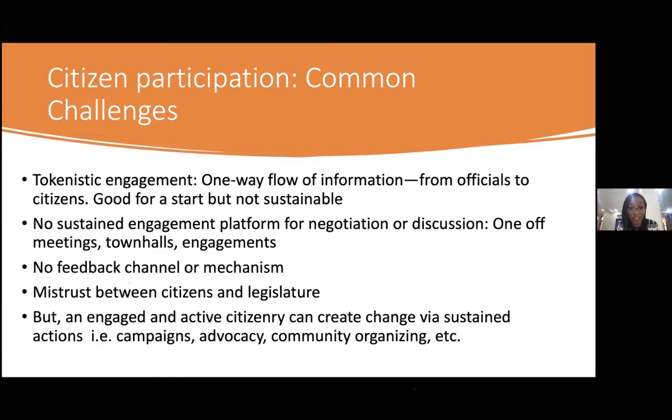I mentioned this before from the National Assembly, which, I think this is the responsibility of Parliament really, to have a feedback channel or mechanism.